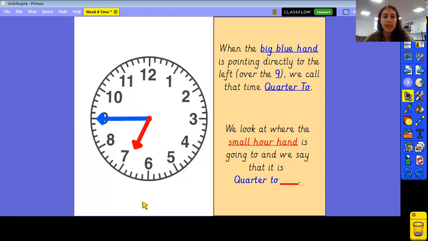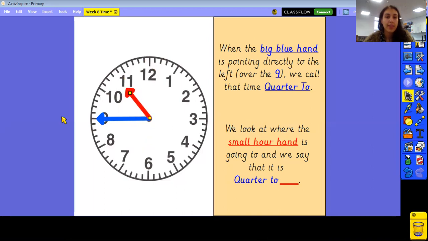What time is this? Well done if you said 1/4 to 7, because the big blue hand is pointing at the 9. That's showing us it is a 1/4 away from the next o'clock. So we say it is 1/4 to 7. Let's do one final one.